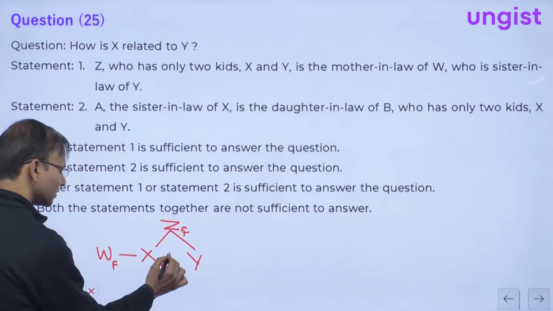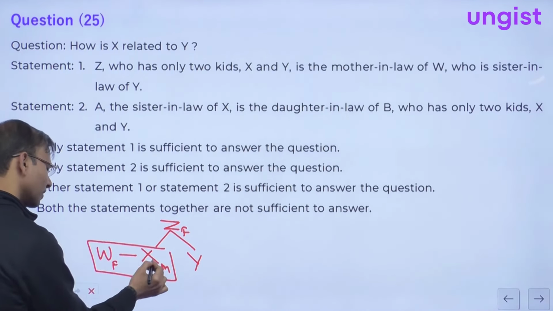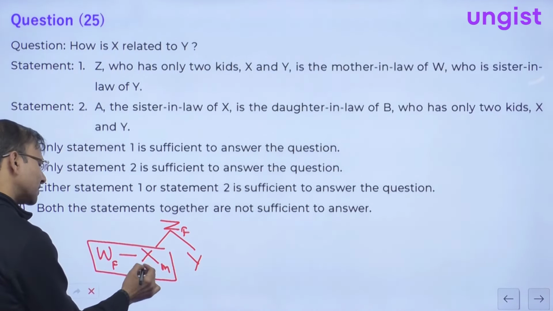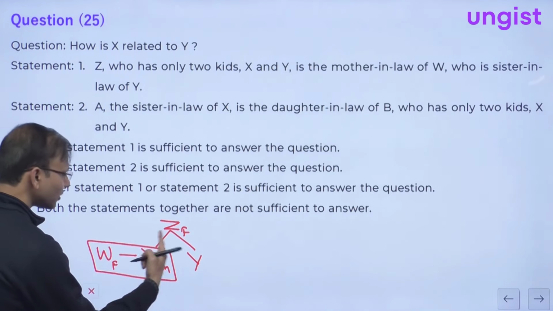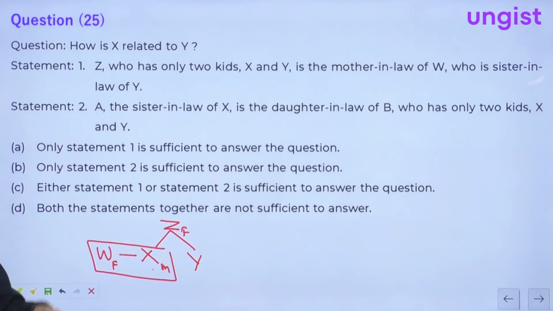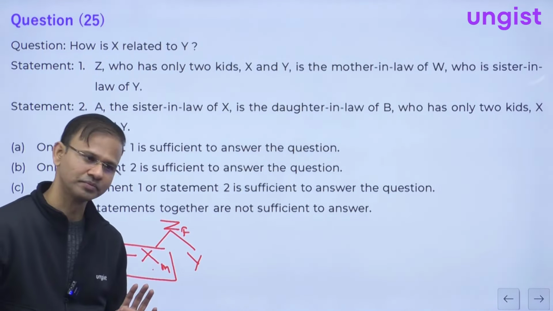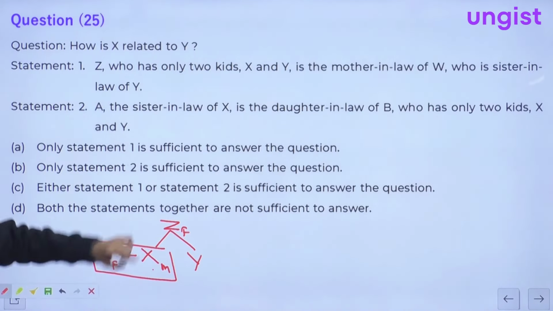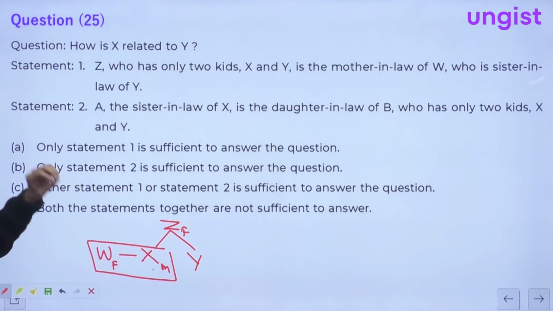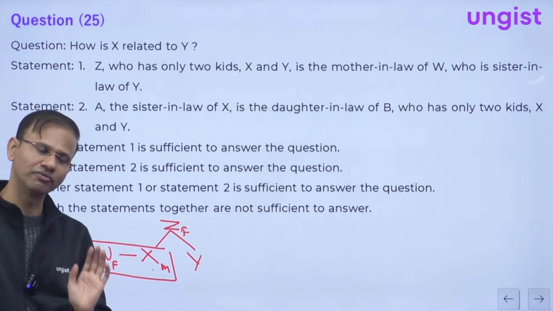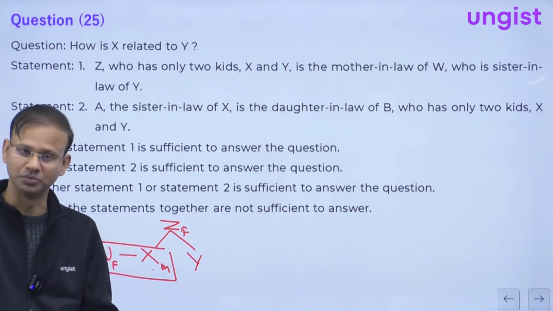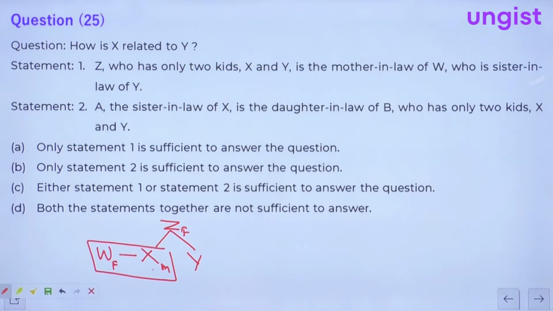Right? So these are husband-wife guys. Right? So it means X is brother of Y. But who is Y? We don't know. X is brother of Y. Question is saying how X is related to Y. So definitely X is brother of Y. Y may be sister of X also. We don't know. Right? But X is brother of Y. So from statement number one alone, we can solve this question.